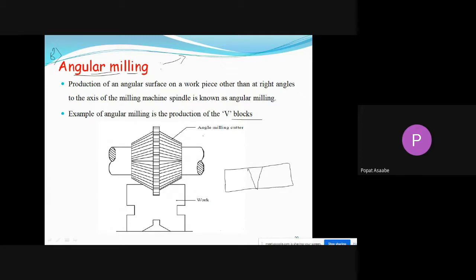See, this is the cutter, and that cutter is mounted on the arbor. This is the workpiece. That arbor is fixed into the spindle. When the spindle starts rotating, the arbor rotates, which means the cutter also starts rotating, and it performs the operation on your workpiece when the workpiece is fed against that rotary cutter, carrying out angular machining. An example of angular milling is V-blocks.